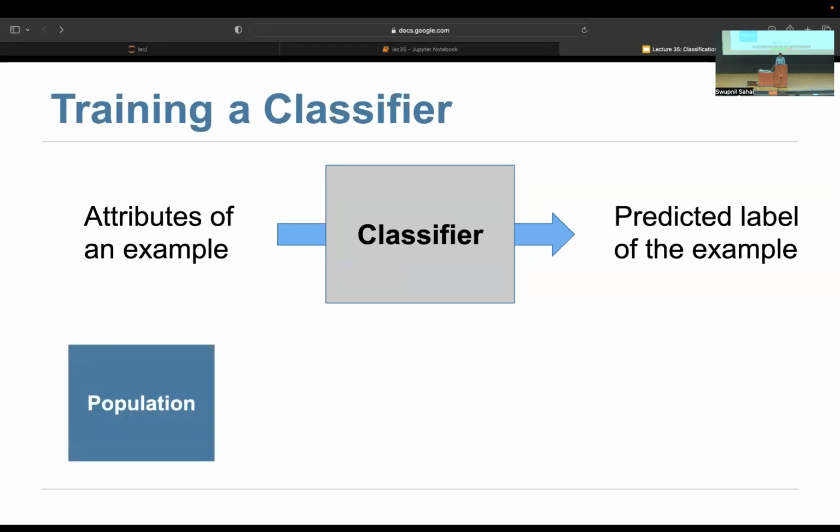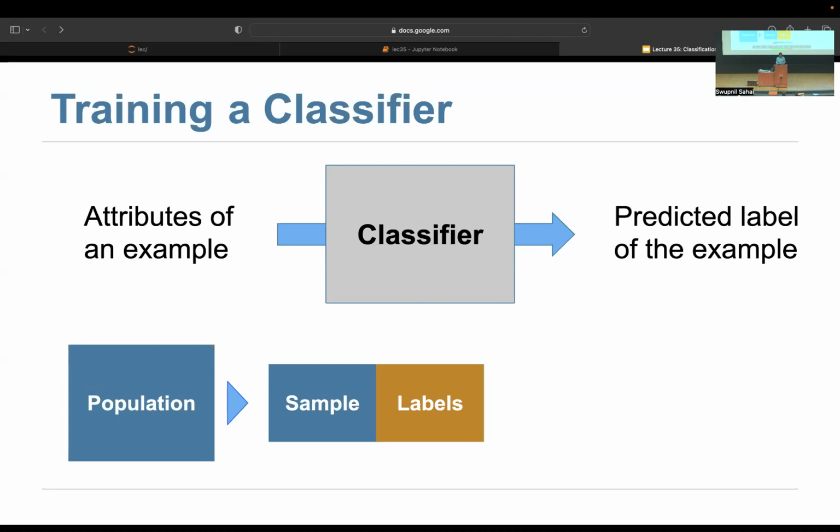Ideally, we'd want to build this classifier using the entire population. But if we had access to the entire population data and all of their predicted values, then we wouldn't need to build a classifier in the first place. So typically what's going to actually happen is you have a sample of data, and then you're going to try to use that data to make your predictions.